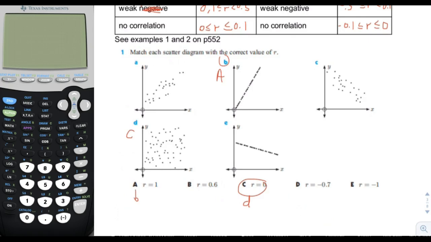And then, let's see, what about this one? Negative 1. So this is the perfectly negative correlation, which would be E. Okay. And then this looks like a positive moderate correlation. So that would correspond to this one, 0.6, right? And then last of all, this is the only one that's left, but that's obviously a negative correlation. It's going down, moderate, negative 0.7. That makes sense. So we're fine there.